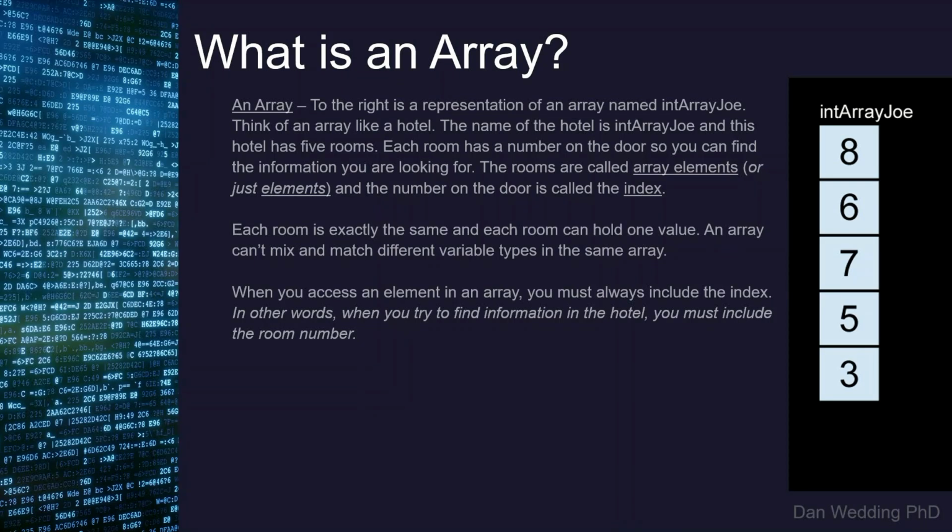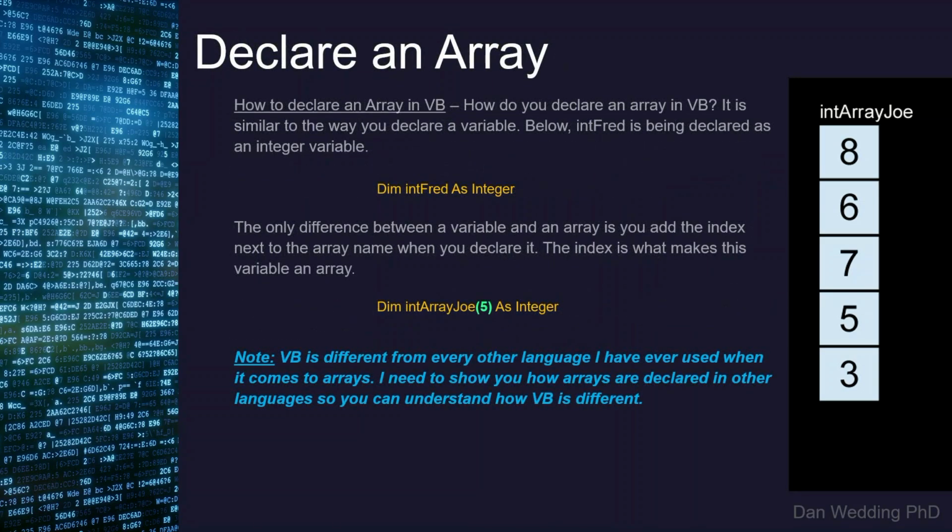When you access an element in an array, you must include the index. In other words, when you try to find information in the hotel, you must include the room number. How do you declare an array in VB? It's similar to the way you declare a variable. Below, int_fred is being declared as an integer variable. The only difference between a variable and an array is you add an index next to the array name when you declare it. The index is what makes this variable an array.